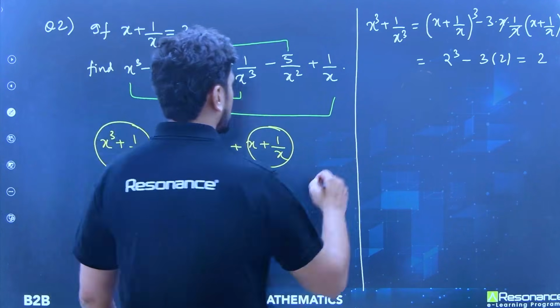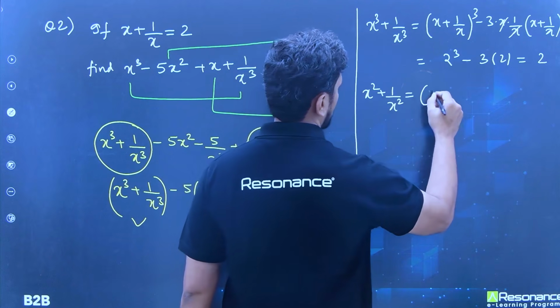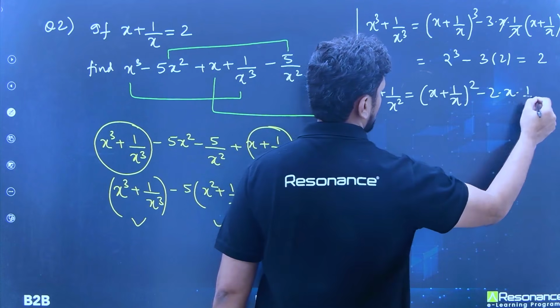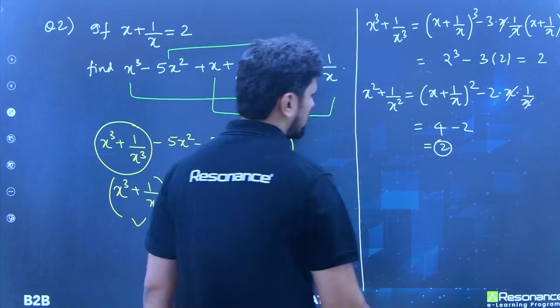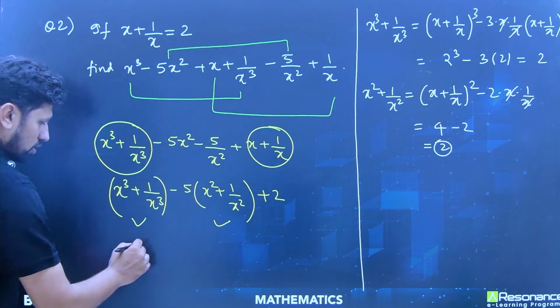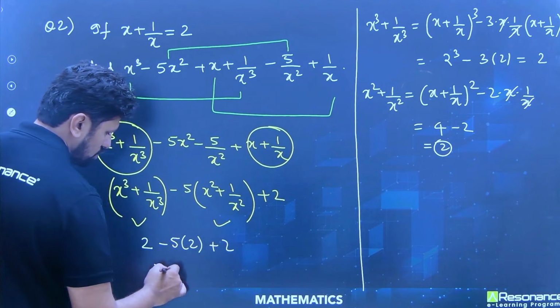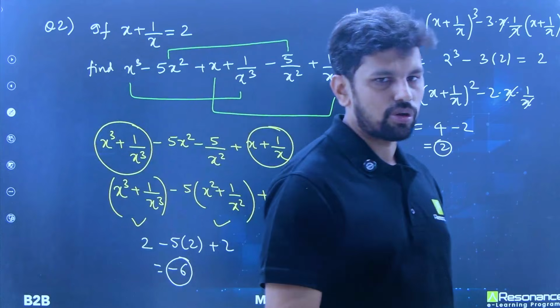Okay. Next thing, we have to find x square plus 1 by x square, that is equal to (x plus 1 by x) whole square minus 2 into x into 1 by x. That is 4 minus 2, that is again 2. So we got this value as 2 minus 5 into 2 plus 2. So the answer is minus 6. Very good. You all got correct answers.